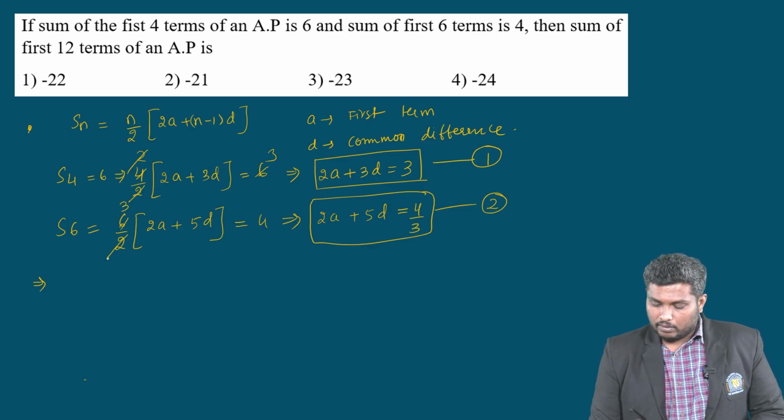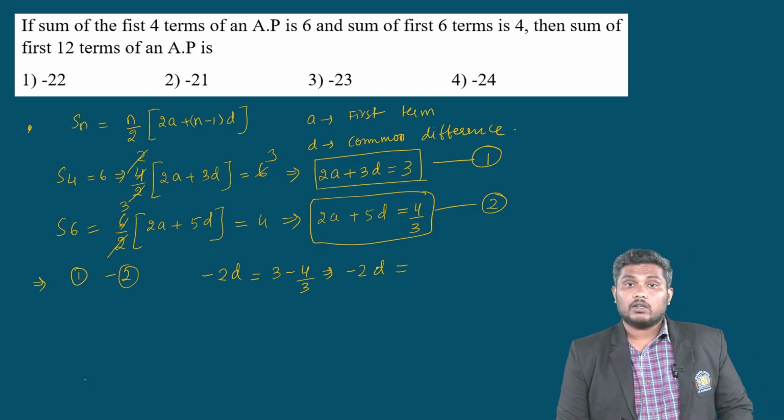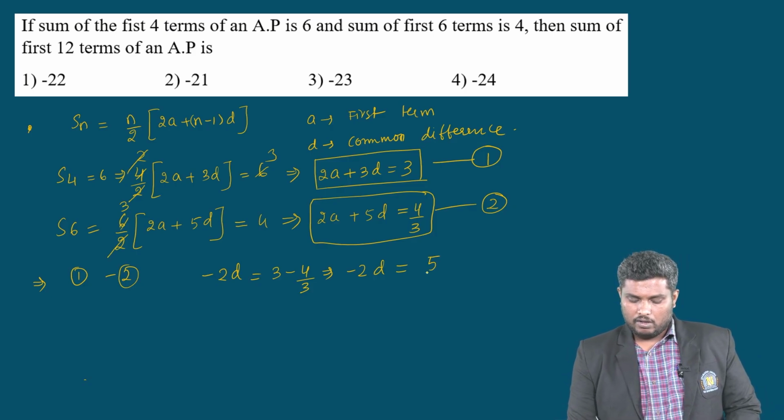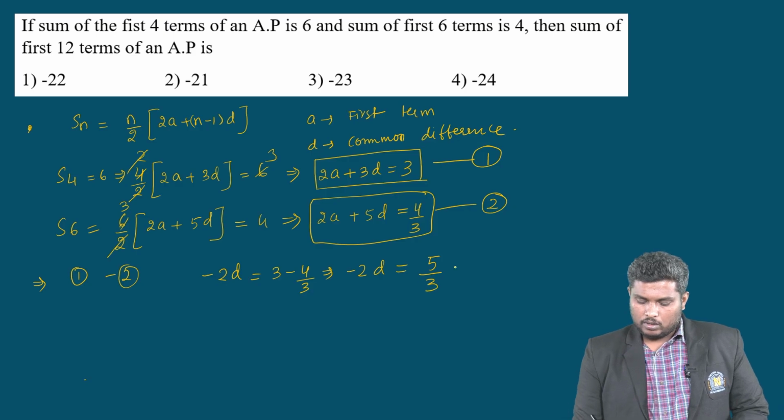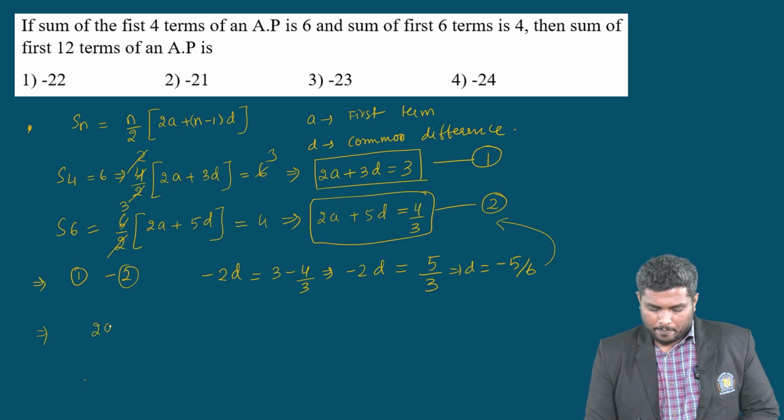So if I subtract 1 and 2, I'm going to get minus 2d is equal to 3 minus 4 by 3. Minus 2d is equal to (9 minus 4) by 3. 9 minus 4 is 5, so 5 by 3. So this implies d is equal to minus 5 by 6. And then you're going to plug this value in any one of the equations, and you're going to get the a value as well. 2a minus 5 into 5 by 6 is equal to 4 by 3.